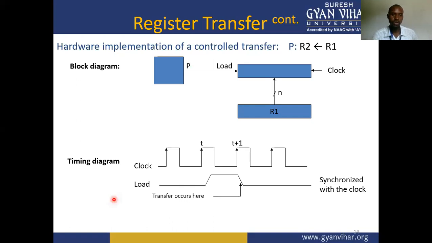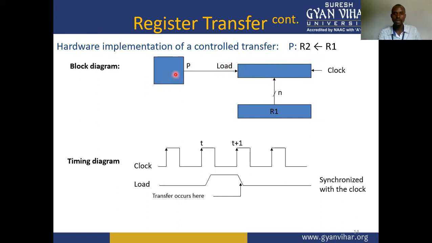Now, the next thing that you're going to look at is register transfer using a hardware implementation of a control transfer. P here is the conditional transfer, but we have not specified if it is a 0 or a 1. So we are going to look at this block diagram as well as a timing diagram. Please remember P is the conditional transfer that allows communication to take place. If P is 0, transfer will not occur, but if it is 1, then transfer is taking place.